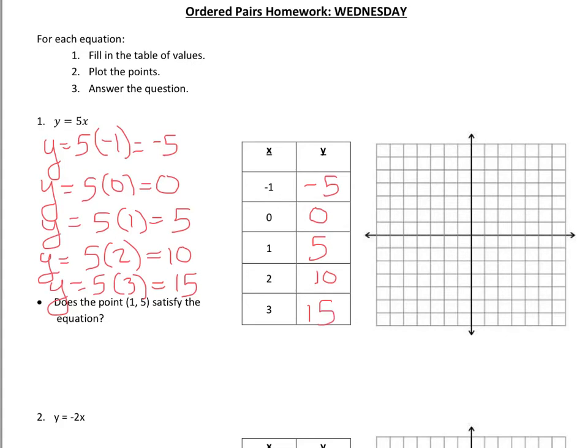Now we're going to plot our points. And I know we don't have a lot of room on the graph, so we're just going to plot the ones that we can. We have -1, -5. So -1 is to the left 1, and then down 5. 1, 2, 3, 4, 5. Then we have the point 0, 0, which is the origin. And then we have the point 1, 5, so to the right 1 and then up 5.